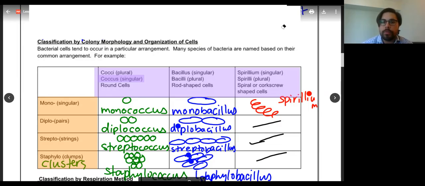When would you use plural? Why are we using the plural? Yeah, we're only using the plural or the singular in this case because it is the only, like for spirillum, right? Or are you talking about in general?